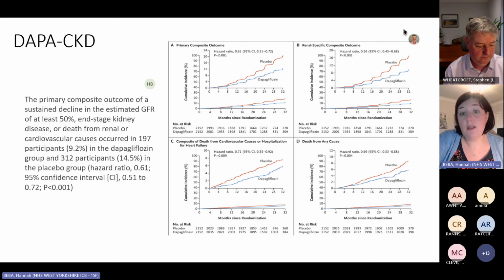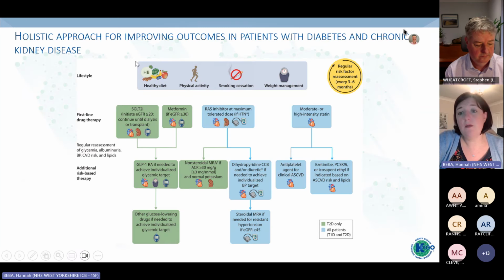This occurred, as you can see, with a massive, very quick deviation in the Kaplan-Meier curve. So very early on, we see the benefits of these medications from starting them, and that's really why it's important to get in with this therapy as soon as you possibly can. It's already making a difference for people right from the get-go.